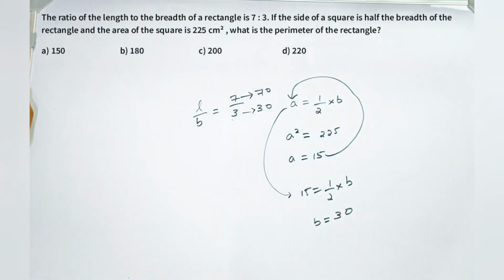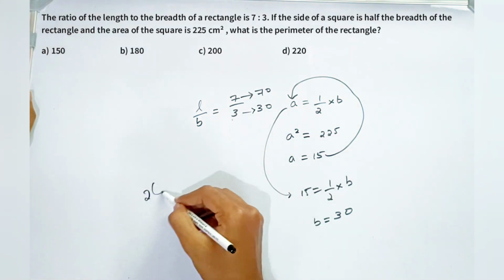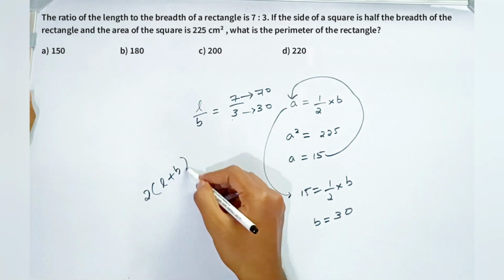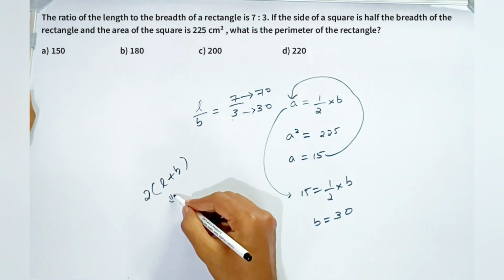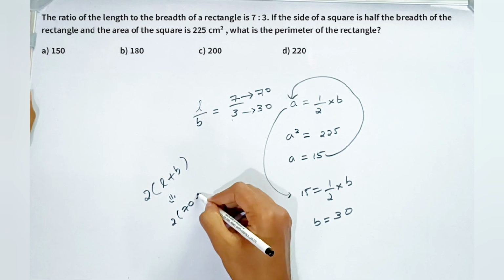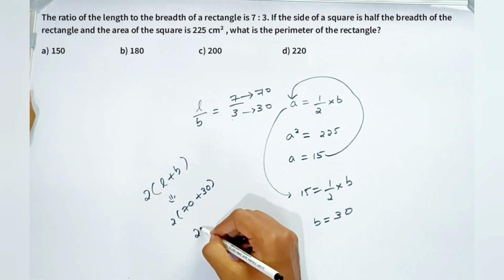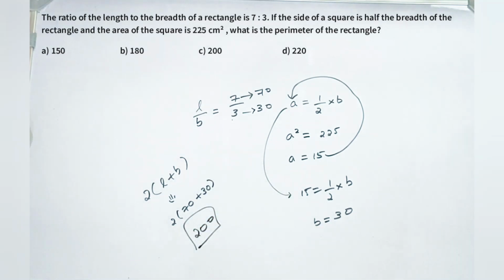In the question it is given that we have to calculate the perimeter of the rectangle. We know the length and breadth. You just need to substitute those values in the formula. 2 into 70 plus 30 is 100, 100 into 2 is 200. So 200 is the perimeter of the rectangle. 200 is the correct answer.